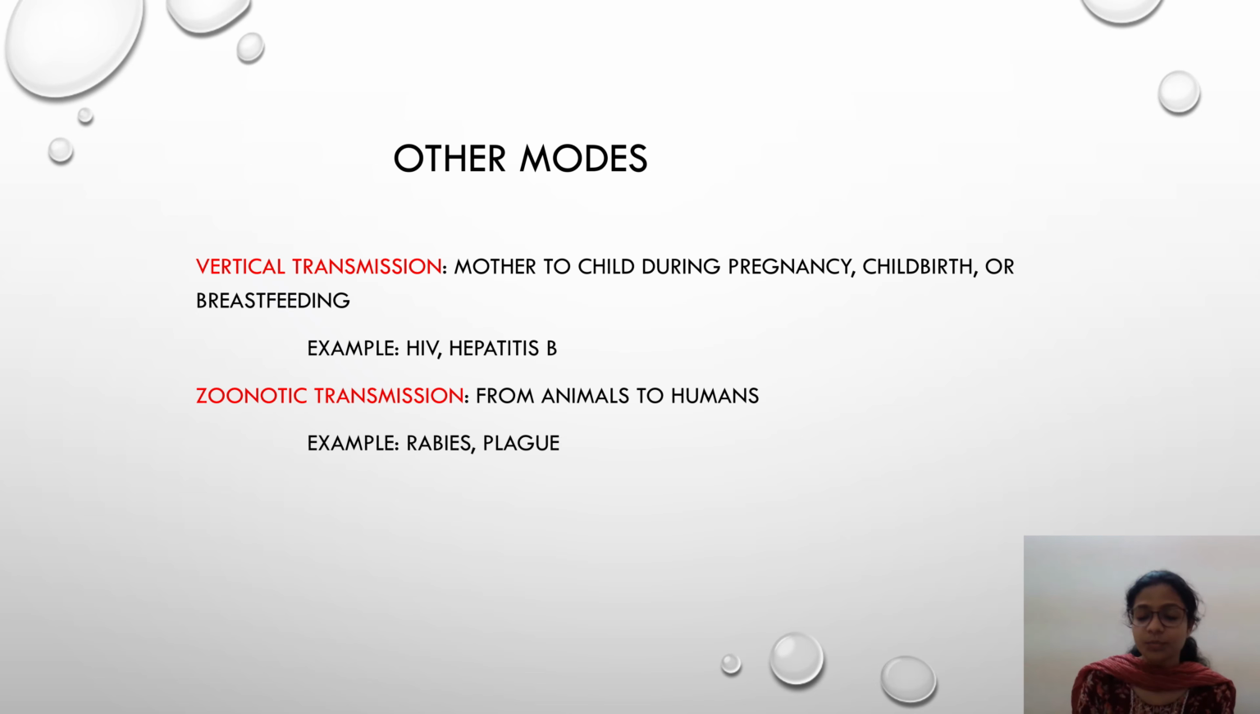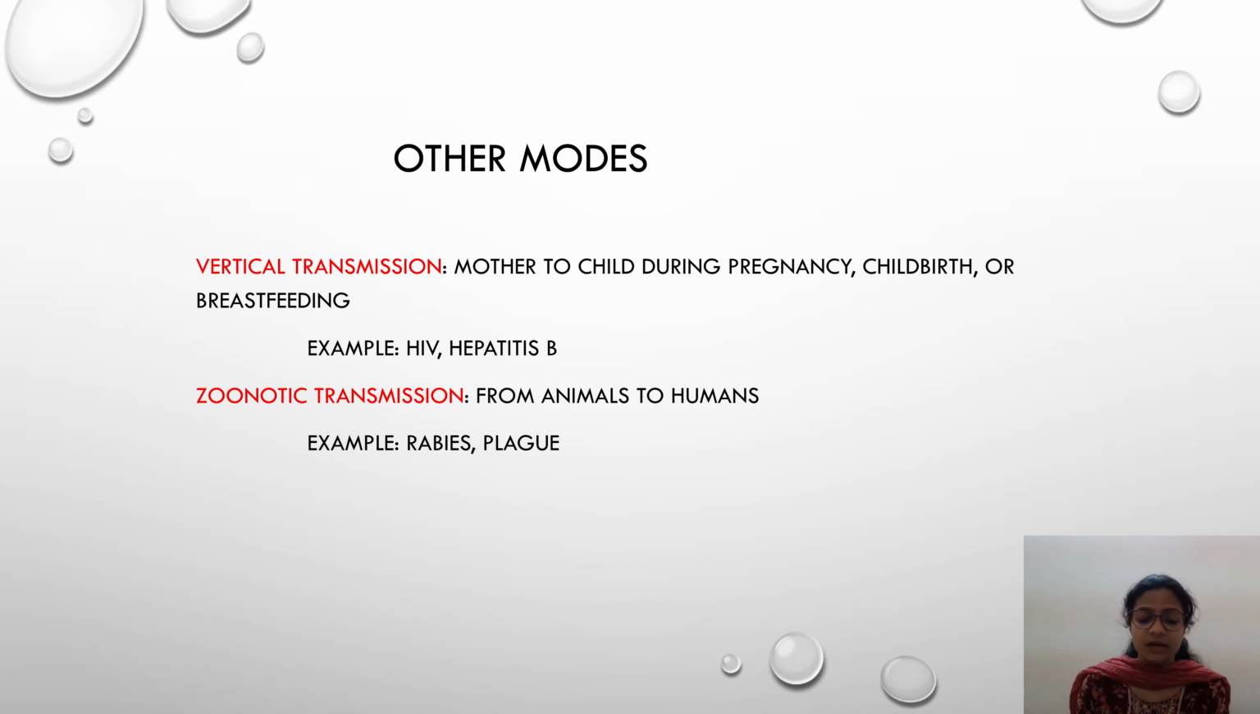Next are the other modes of infection, the third category. There are also special modes of transmission, that is vertical transmission and zoonotic transmission. Vertical transmission occurs from mother to child during pregnancy, childbirth or breastfeeding. Examples are hepatitis B, HIV, etc.